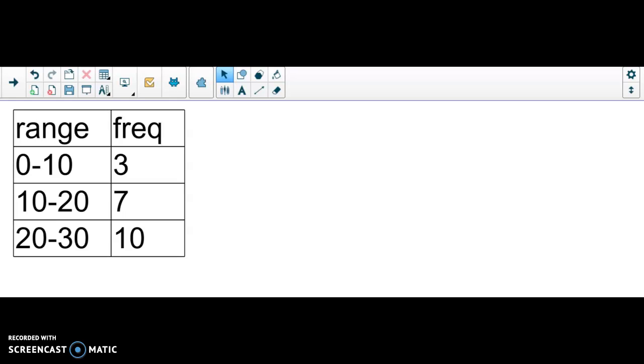Let's try weighted mean here for a second. See if I can get this to work. All right. So if this was mean, right? So let's talk about how mean works real quick.